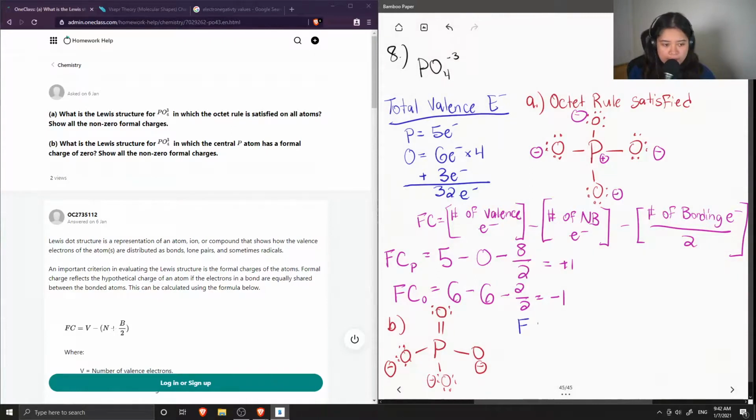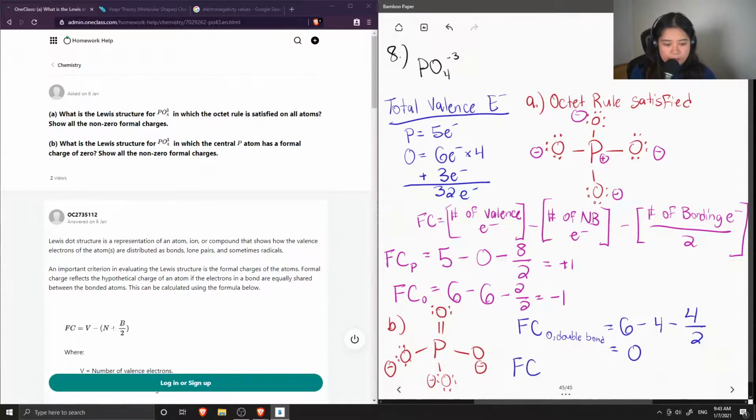But now let's calculate the formal charge of this double bonded oxygen. Oxygen in the double bond still has 6 valence electrons. Its number of non-bonding electrons is only 4 this time. And there are 2 bonds because it's a double bond. So we have 4 bonding electrons divided by 2. So 6 minus 4 minus 2 is just 0.